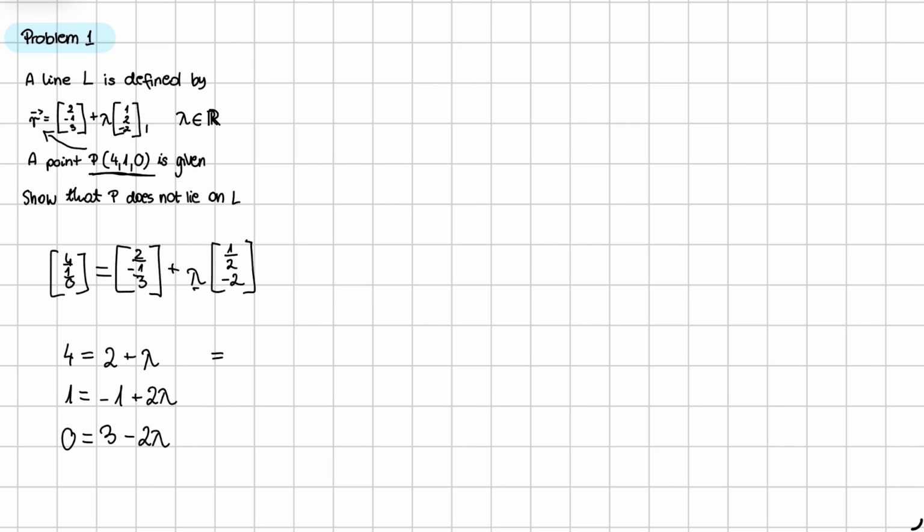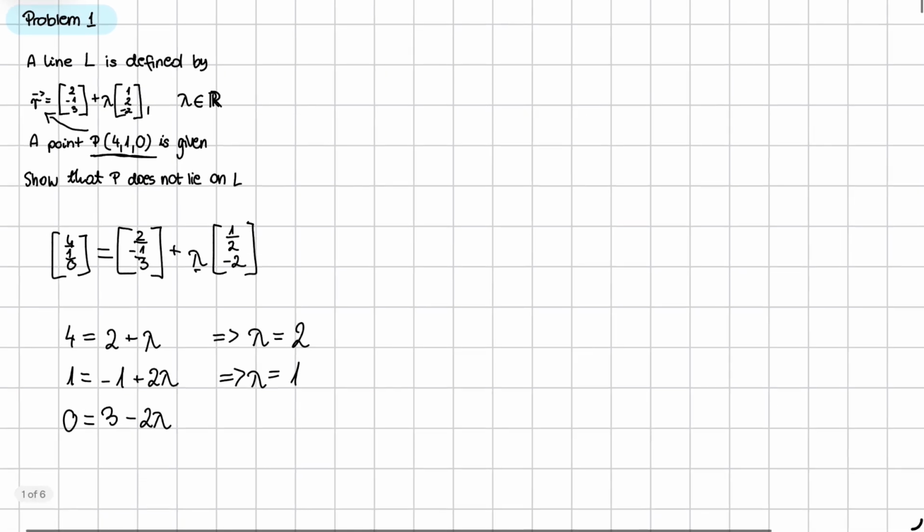And from the first one we have lambda equals 2. From the second one we have that lambda equals 1. And from the third one we have that lambda equals 3 over 2. So as you can observe, this lambda is not the same as this lambda and as this lambda, and it means that our point P does not lie on L. Otherwise, the lambdas would be the same.